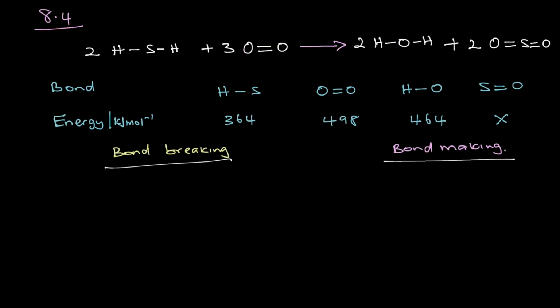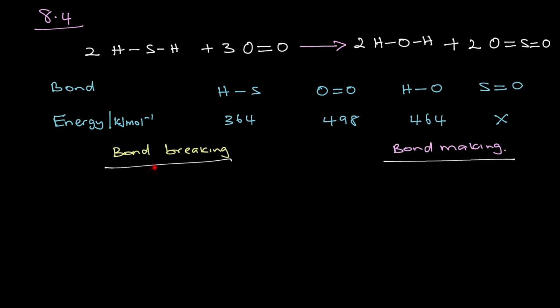Question 8.4. Figure 7 shows the display formula equation for the reaction of hydrogen sulfide with oxygen. There's hydrogen sulfide with oxygen, and this is the display equation. It says, in the reaction, the energy released from new bonds is 1034 kilojoules per mole, greater than the energy needed to break existing bonds. Calculate the bond energy X for the SO bond.